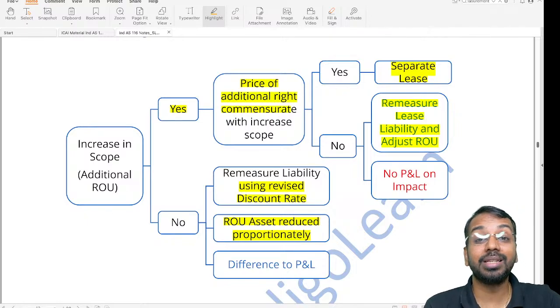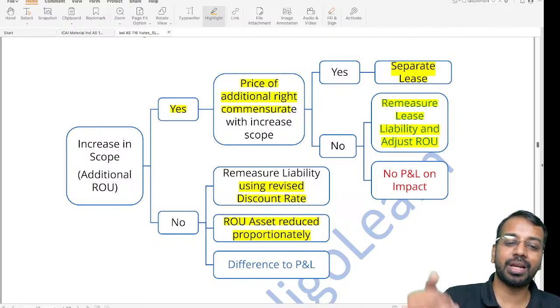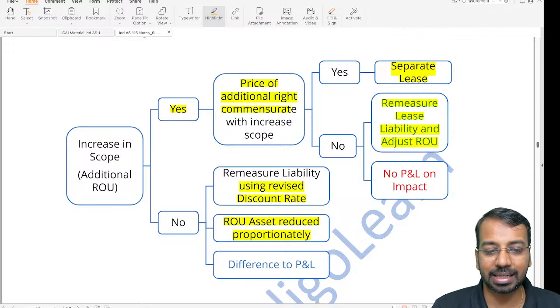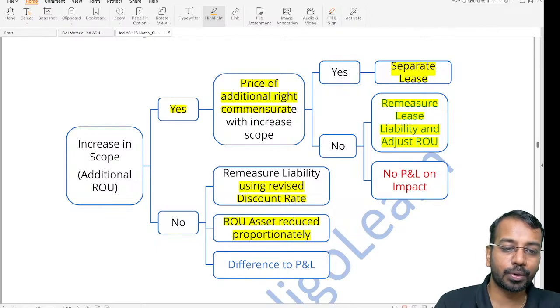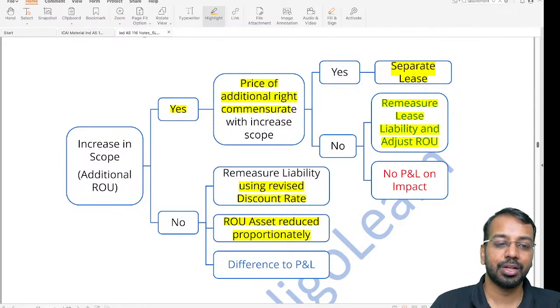Then if there is a reduction in scope, use the revised discount rate to remeasure the lease liability. Reduce the ROU asset proportionately. How to do it proportionately, we will take an example in tomorrow's session, and the difference will be charged to P&L. So this is all for today.